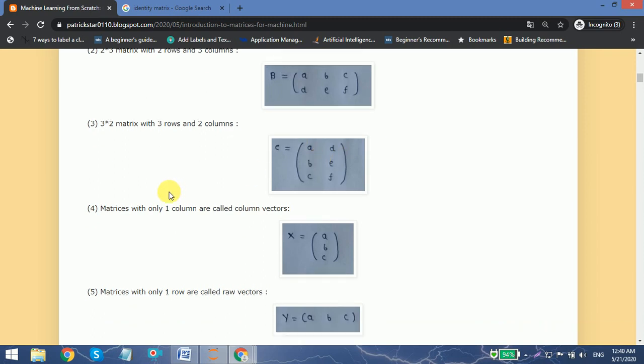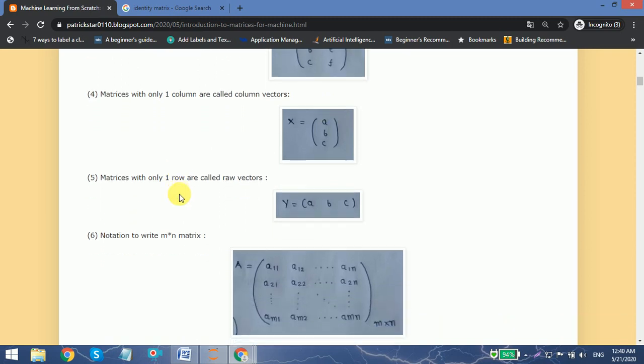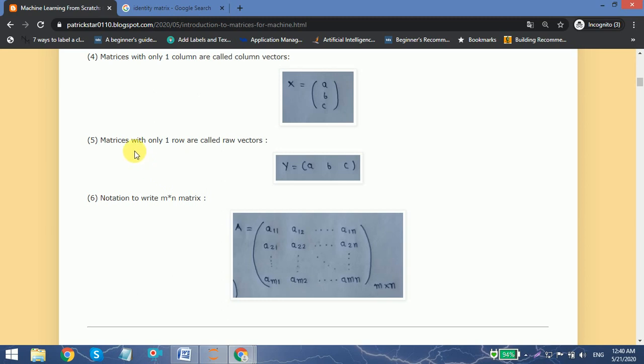Okay, so the fourth one: matrices with only one column are called column vectors. Here you can see that there is only one column, so it is called a column vector, and it doesn't matter how many rows it has. Moving forward to point 5, matrices with only one row are called row vectors. Here you can see that it has only one row, and it doesn't matter how many columns it has. Since it is one row, it is going to be called a row vector.